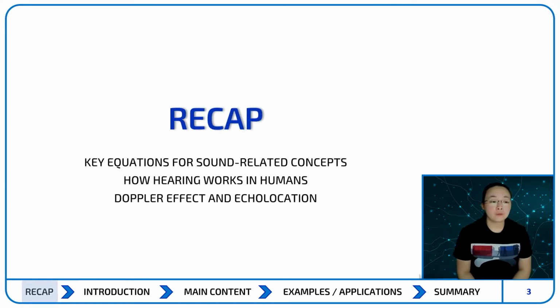Okay, so first for the recap, we talked about audition in the previous lecture. I'm just going to go through a quick recap of the key equations for sound-related concepts. We'll talk about how hearing works in humans, and then end off with a summary of the Doppler effect and echolocation.